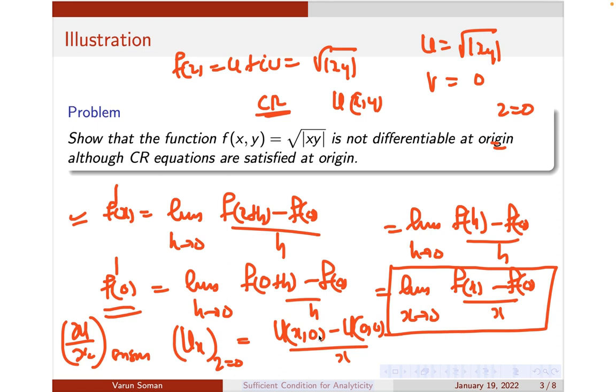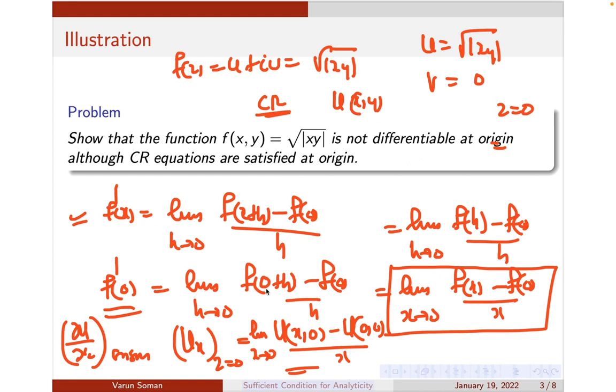Why is it so? Because your y is constant, it is not varying when you are taking the derivative, and you are considering the point (0, 0) only. So your y is constant means your y should be lying at 0 itself. Only your x is varying, so it is u(x, 0) minus u(0, 0) by x. So it is actually limit x tends to 0 of u(x, 0) minus u(0, 0) by x. How did we get this relation? It is coming from this one only.